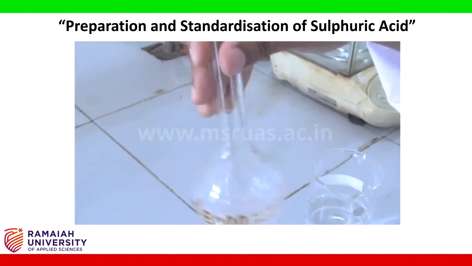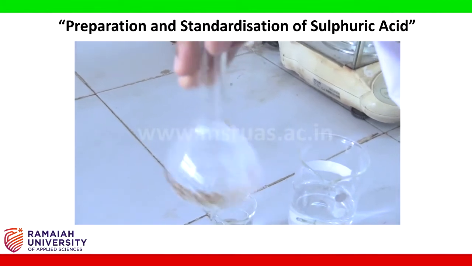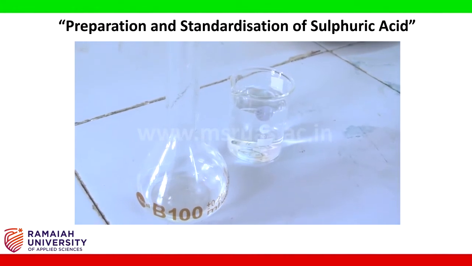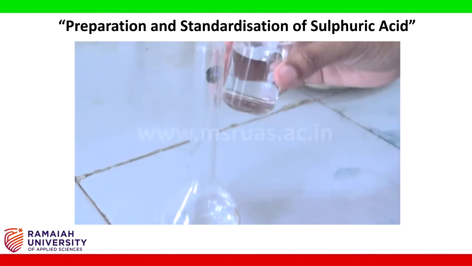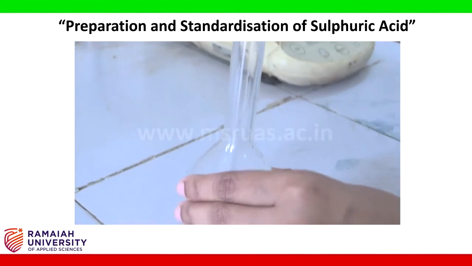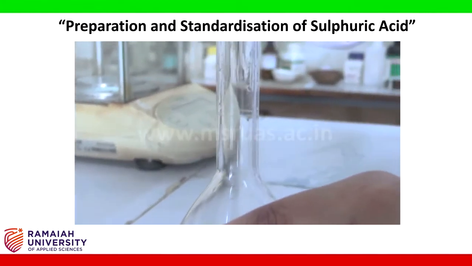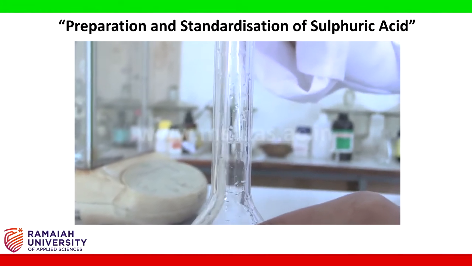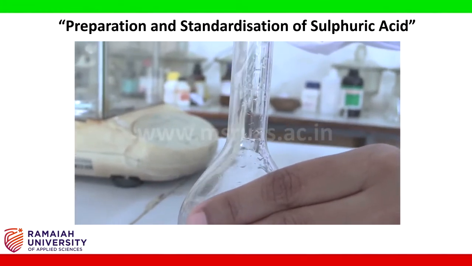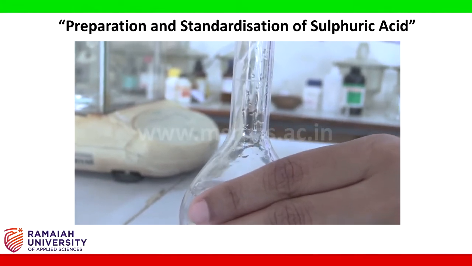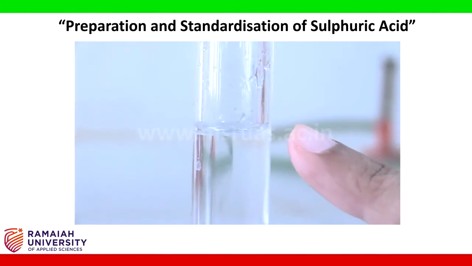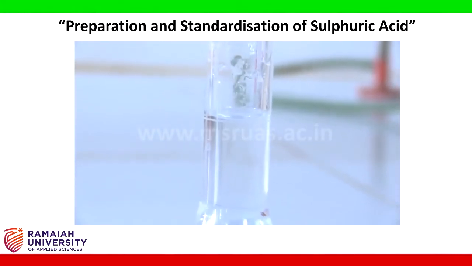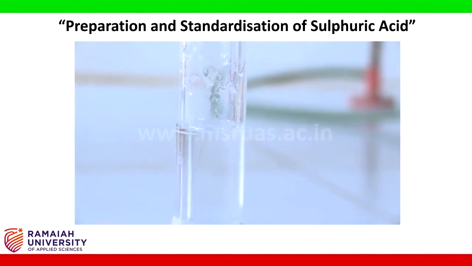Dissolve sodium carbonate in distilled water. After dissolving sodium carbonate in distilled water, make up to the mark with distilled water. And this is 0.1 normal sodium carbonate solution, which is a primary standard for this experiment.